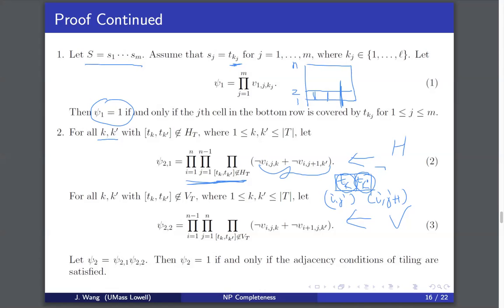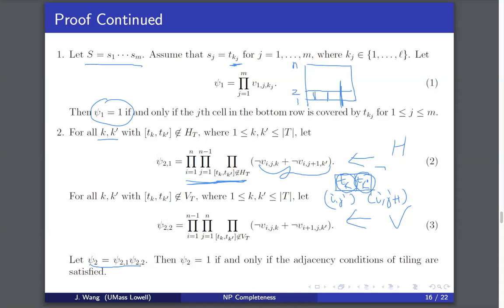Vertical is similar. So you put these two together, and it indicates that psi 2 is equal to 1 if and only if the adjacency conditions of tiling are satisfied. So that's what that means.